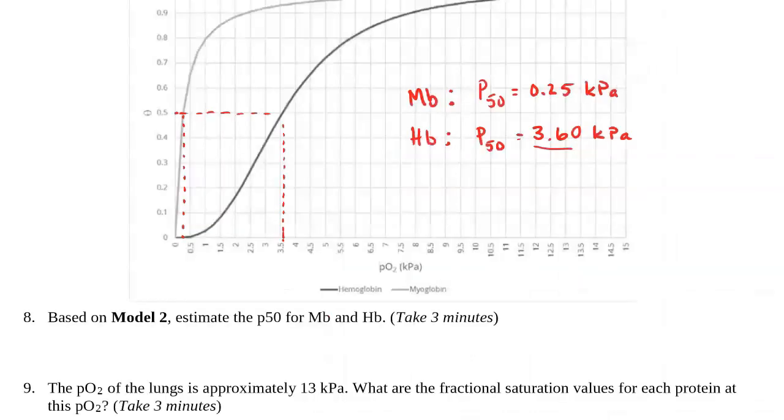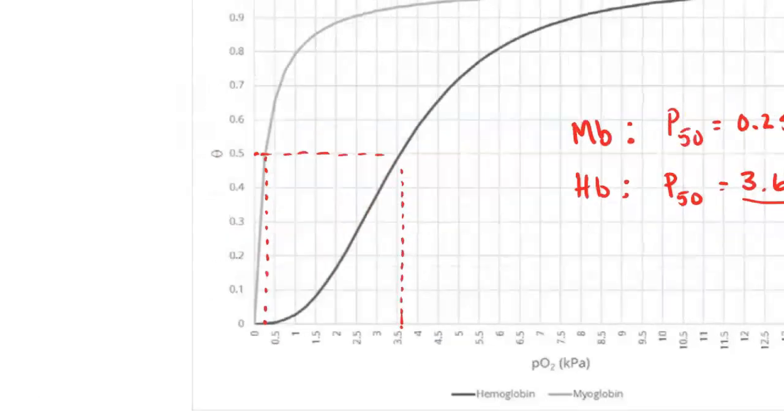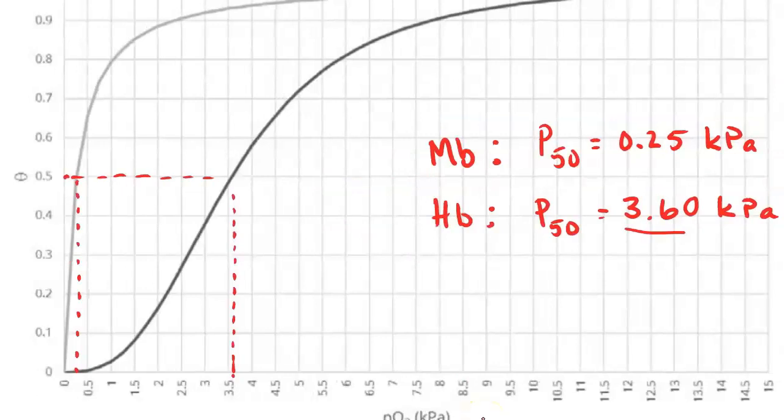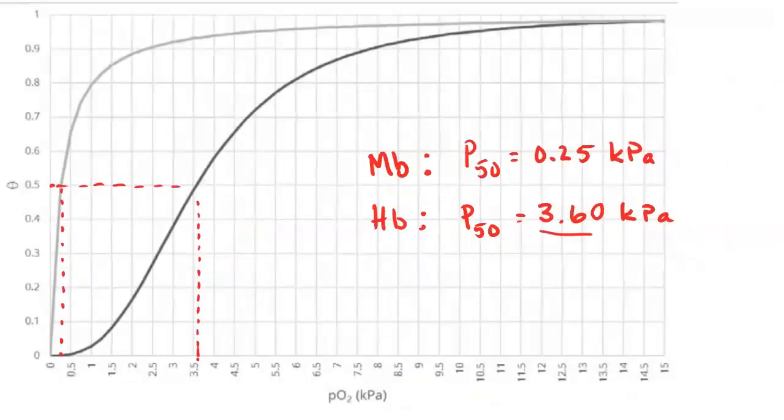Hope you agree. So let's look at this next question. The PO2 in the lungs is approximately 13 kilopascals. What are the fractional saturation values for each protein at this partial pressure of oxygen? All right, so practice your reading skills again. Look at the graph and read me off the fractional saturation values at 13 kilopascals. So let me zoom in a bit more, and we'll put it right there, and I'll let you read that. All right, pause now.